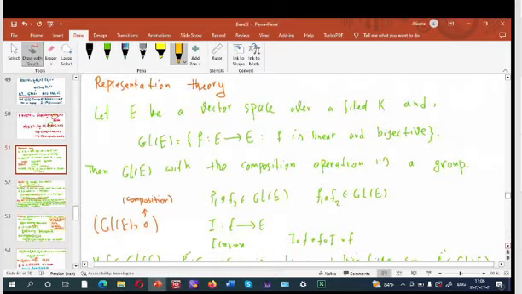Now we can consider this as our vector space and define a representation.